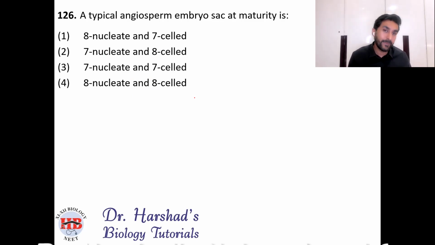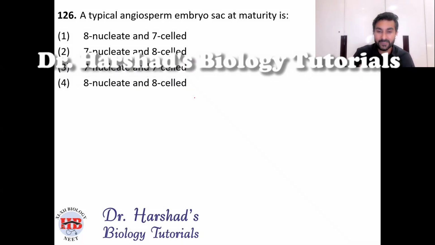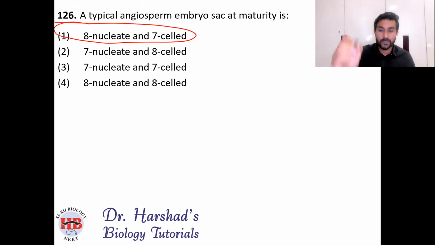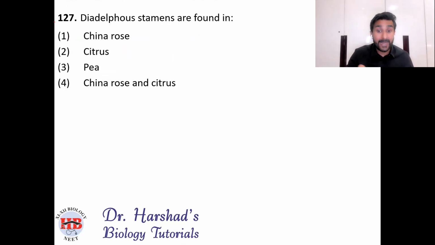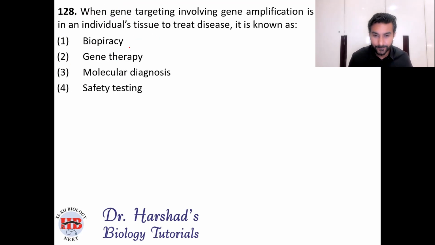A typical angiospermic embryo sac is a 7-celled, 8-nucleated structure. So it is 7-celled and 8-nucleated, which is option number 1. Diadelphous stamen. Mind you, if they have asked you diadelphous stamen, the answer would be P. In case of China rose, the answer is monoadelphous. In case of citrus, you find the presence of a polyadelphous type of stamen. Since they have asked you diadelphous, the answer in this case would be option number 3.